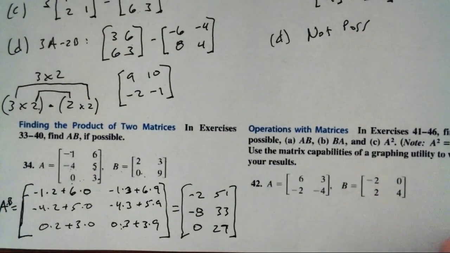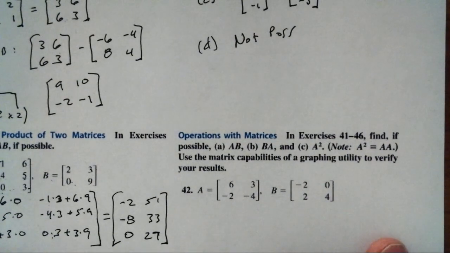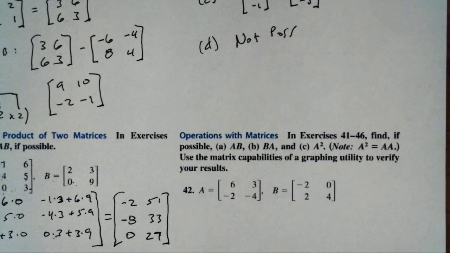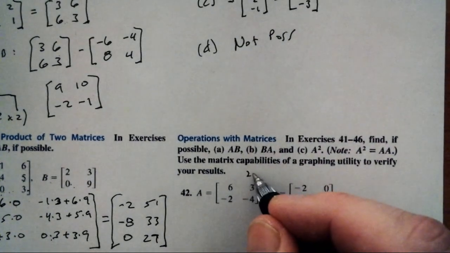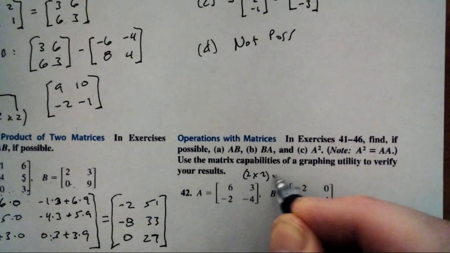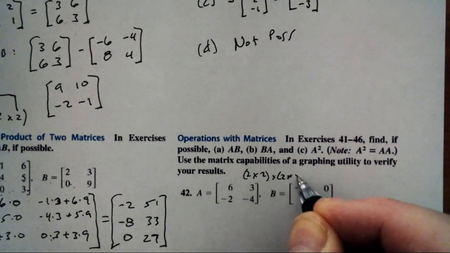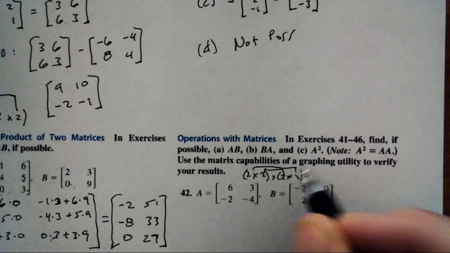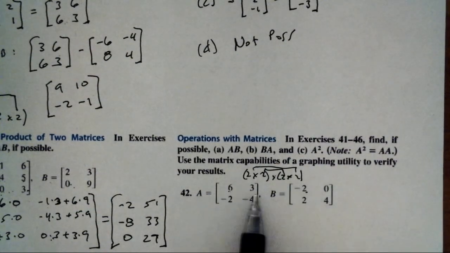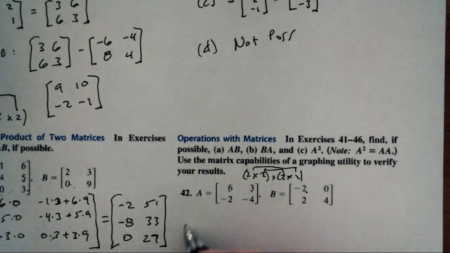And now for 2 by 2s. Find, if possible, A times B. So this is a 2 by 2 times a 2 by 2. We can do it, and our result will be a 2 by 2. But we don't just take 6 times -2 and 3 times 0 and -2 times 2 and -4 times 4.